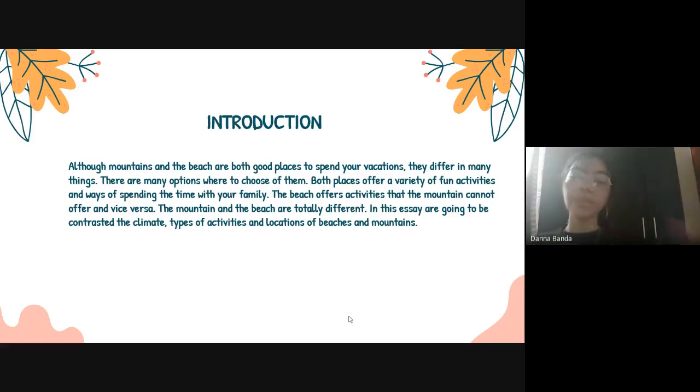So here we have a good thesis statement, that is, although mountains and the beach are both good places to spend your vacations, they differ in many things. So here in the introduction paragraph, we put the hook, the thesis statement, and some connecting information. And also we say the 3 points that we are going to talk about, that is the climate, type of activities, and locations. Okay, the next one.